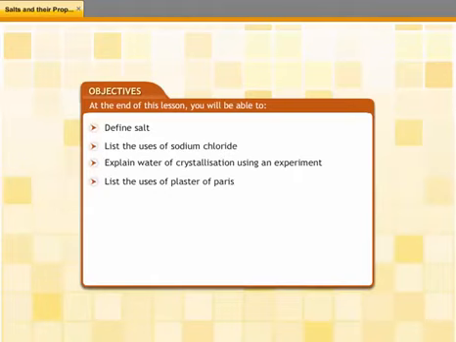This lesson is about the occurrence and uses of different salts. At the end of this lesson, you will be able to define salt, list the uses of sodium chloride, explain water of crystallization using an experiment, and list the uses of plaster of Paris.